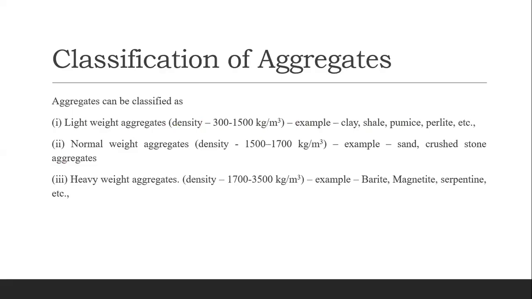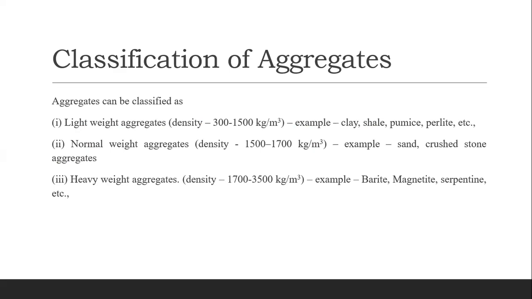And the next type of aggregates we call normal weight aggregates, which have a density between 1500 to 1700 kg per cubic meter. The best examples are sand, crushed stones, aggregates, granite stones, and so on. These are all commonly used construction materials which can be used for the production of conventional types of concrete.